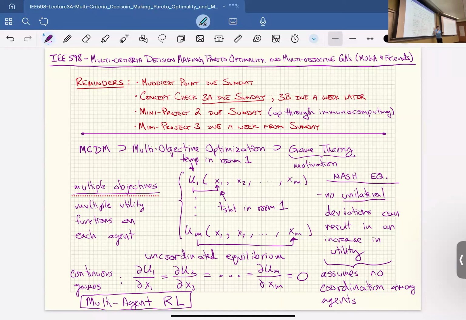Yeah. Yes. Yes, each of the agents, the degrees of freedom.